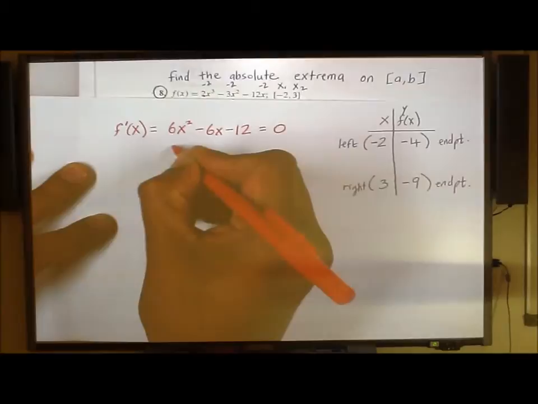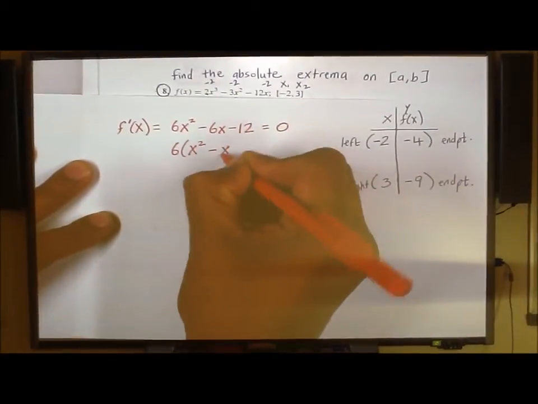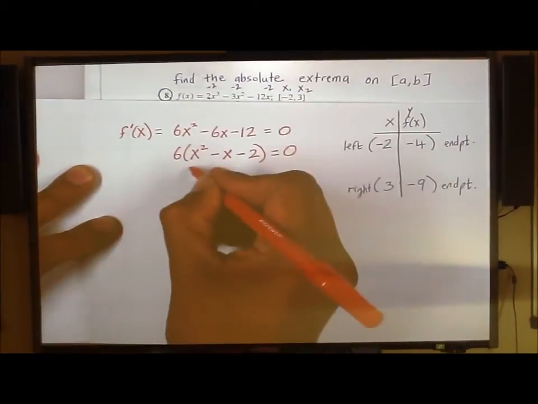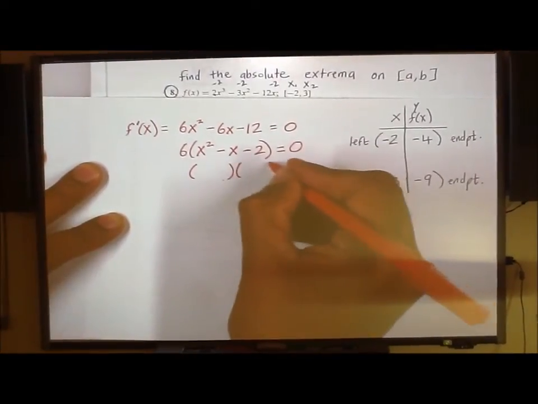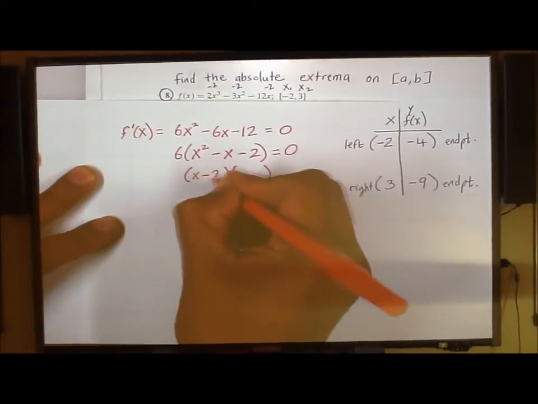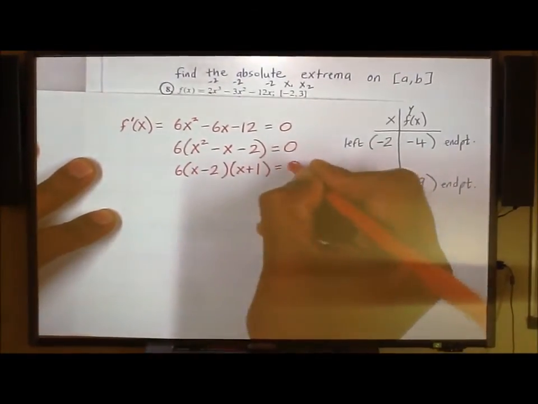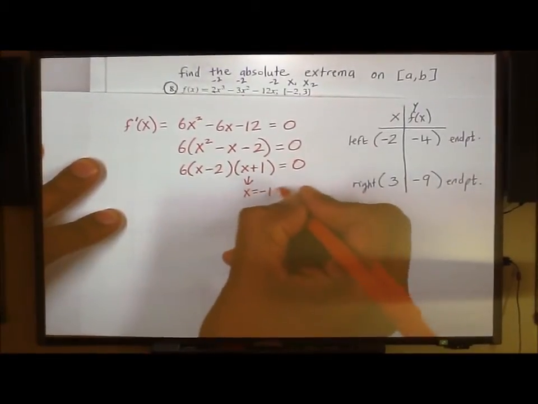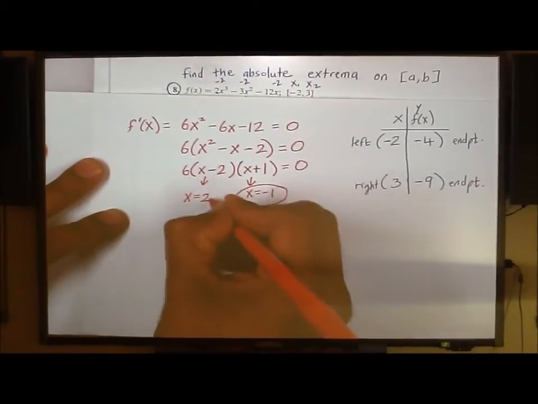So to solve this equation, I need to factor. I'll first take out a 6. That should make it easier. And then I'll work with this trinomial. And I get x minus 2, x plus 1. I'll drop the 6. This gives me 2 solutions. One of the solutions is -1. And the other solution is +2.